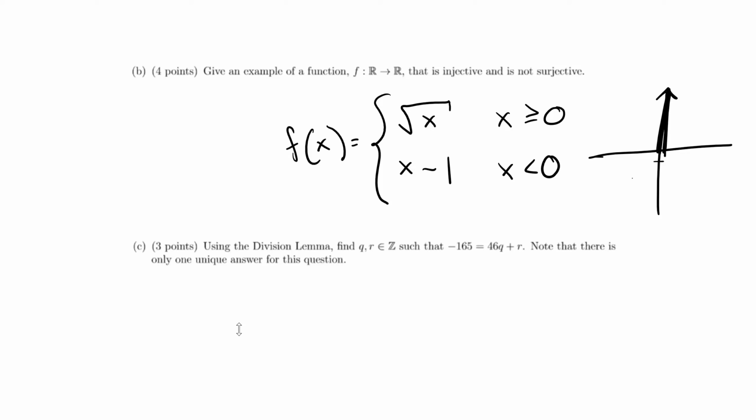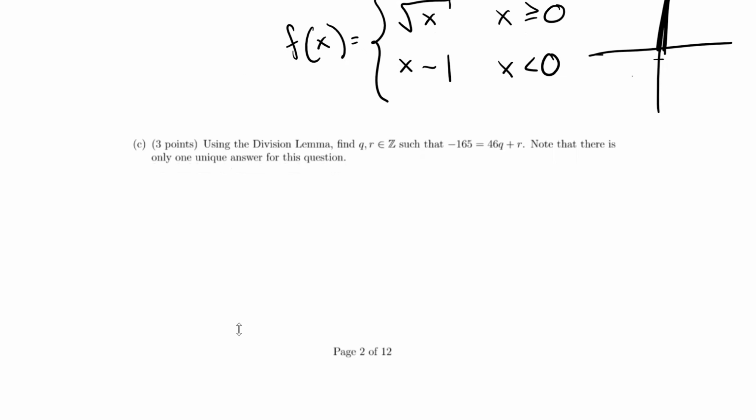Okay, cool. Using the division lemma, find q and r such that that is true. We find these integers. Note that there is only one unique answer for this question, right, because that's the division lemma.